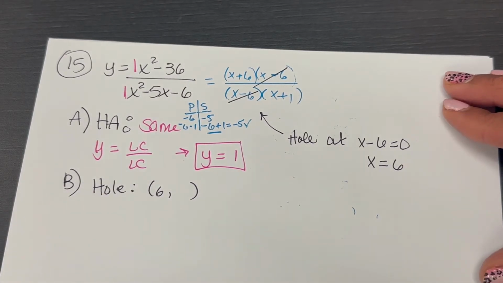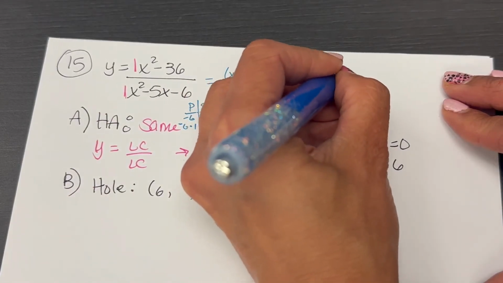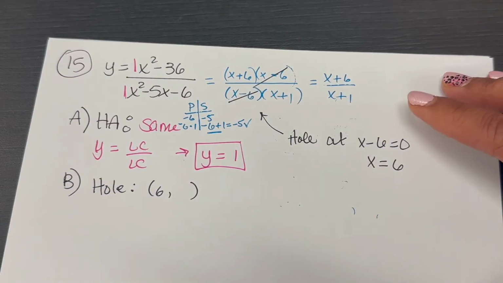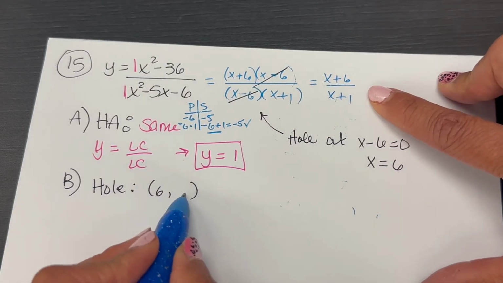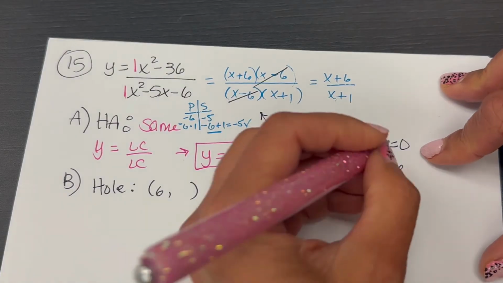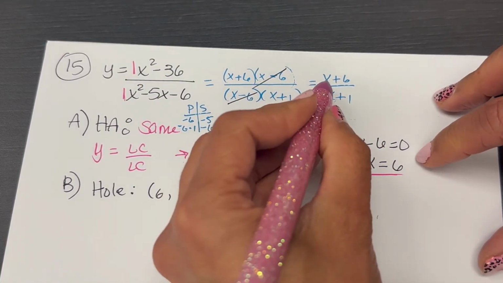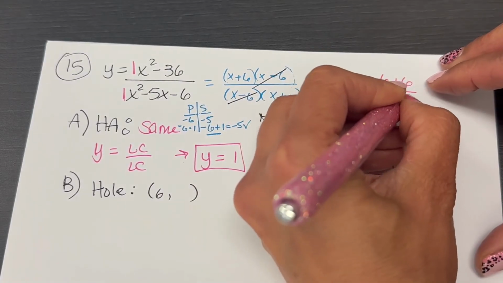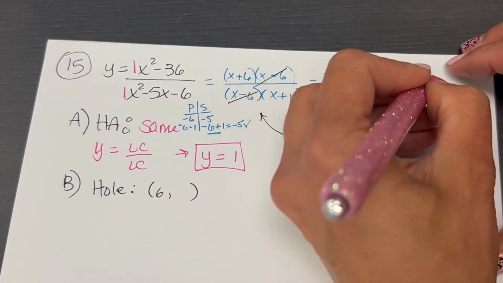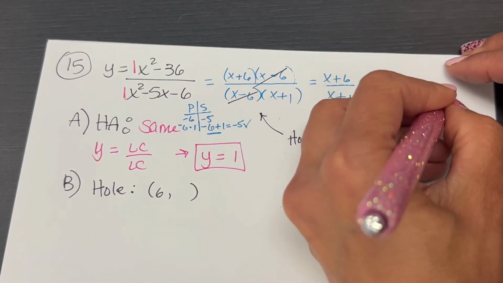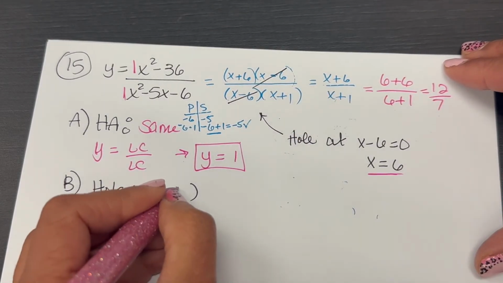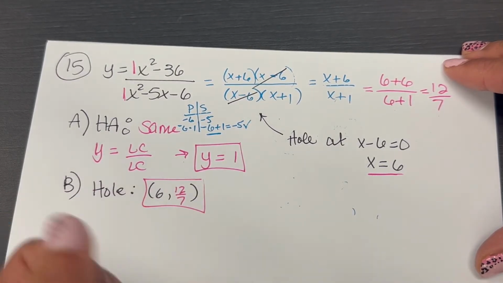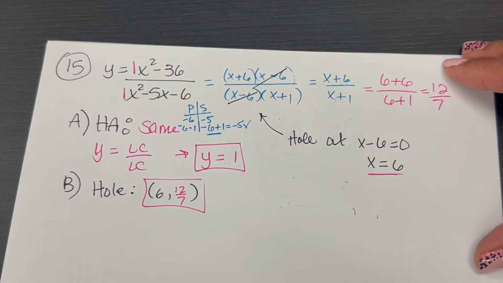So I need to see what's left. I've got an x plus 6 in the top left over and an x plus 1 in the bottom left over. So I need to use what's left over to find my y value. I need to substitute this x value of 6 into these x's. So 6 plus 6 over 6 plus 1. 6 plus 6 is 12. 6 plus 1 is 7. And it said to leave it in simplified fraction form, so you can leave it just like that, and that is the hole. And that was number 15.